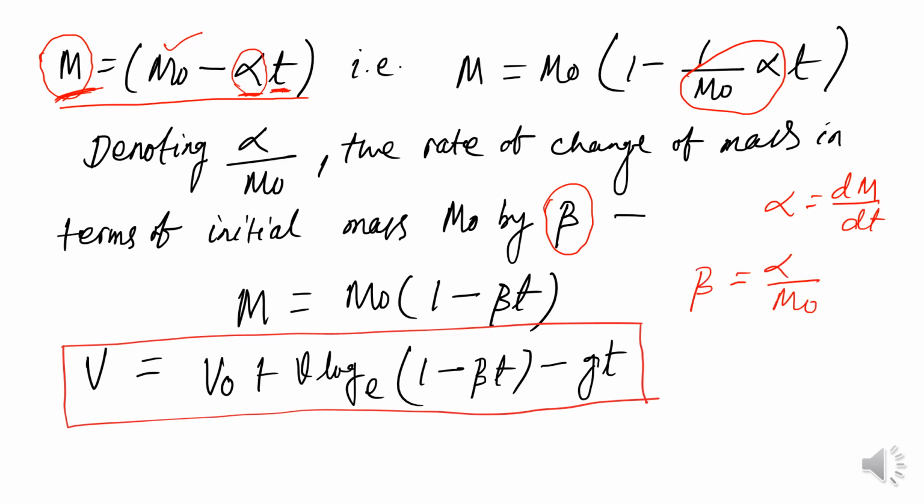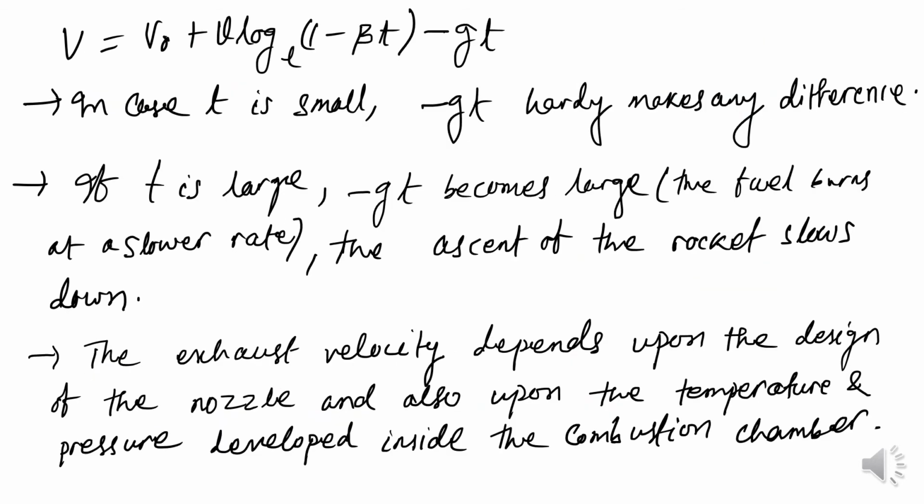So finally the velocity of the rocket at any instant of time can be written as v0, the initial velocity, plus small v, that is the velocity of the jet, ln 1 minus beta t, where beta is alpha by m0, times t, minus gt. Now here you can see this gt will also play an important role. So let us see what will happen if t is very large and t is very small. This is the equation we obtained: V is equal to v0 plus v log base e 1 minus beta t minus gt.